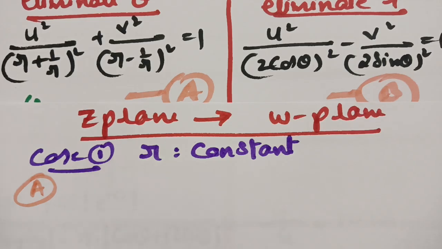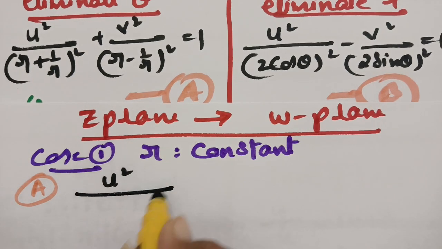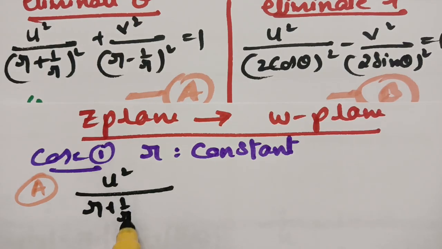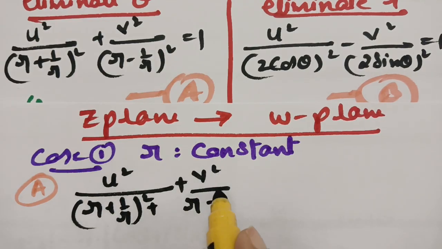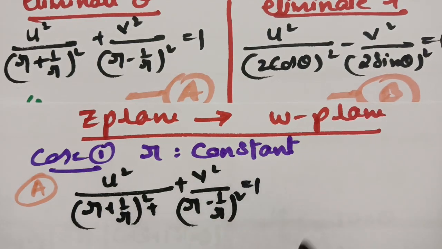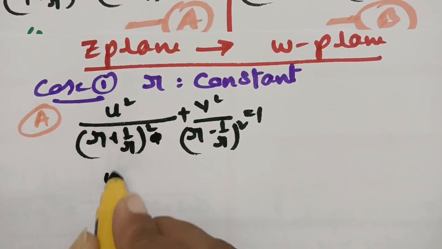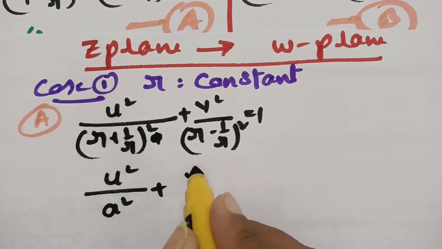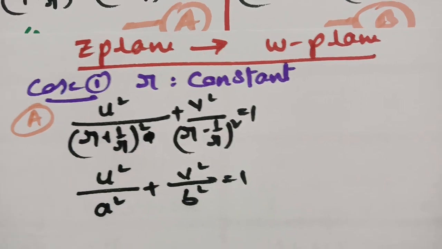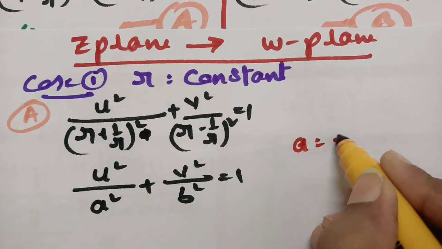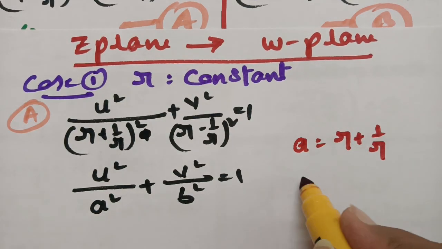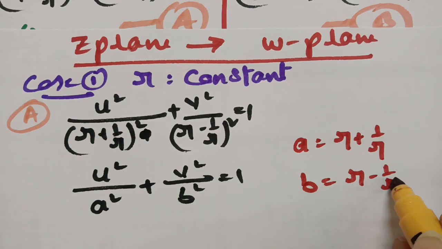This is the equation: u square by (r plus 1 by r) whole square plus v square by (r minus 1 by r) whole square is equal to 1, when r is a constant value. This is of the form u square by a square plus v square by b square is equal to 1. So a is equal to r plus 1 by r, and b is equal to r minus 1 by r.